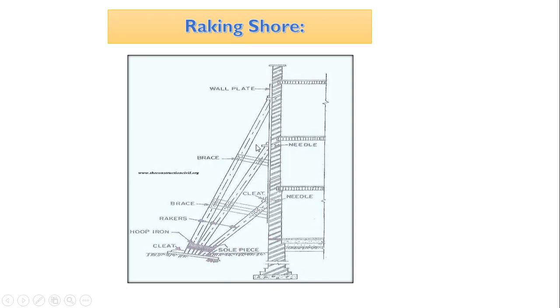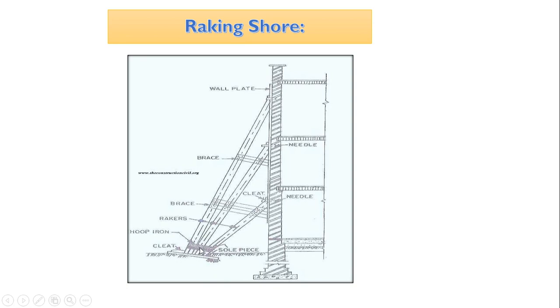Here a needle is also provided so that these supports can be anchored, or supported, with the help of the needle. Then to maintain these rakers or props in position, this type of bracing is done. These are interconnected so that there will be no displacement, and the structure can be firmly supported. At the bottom you will find the sole plate, and all these props and rakers are firmly supported with the help of hoop iron. Cleating is done so that it will not slip out.